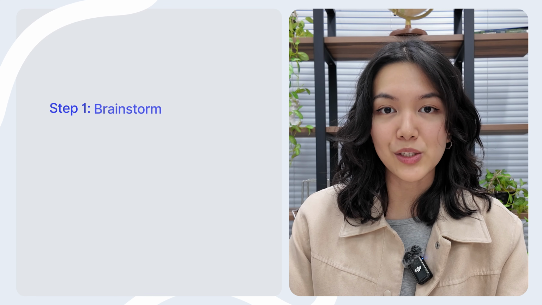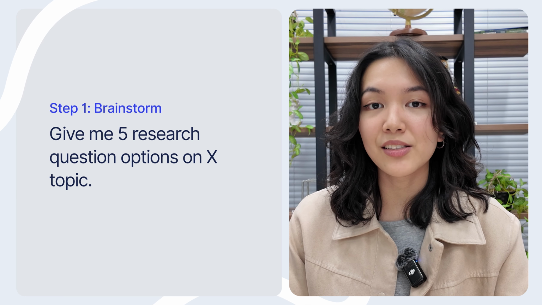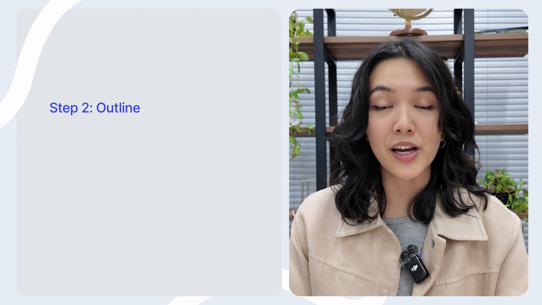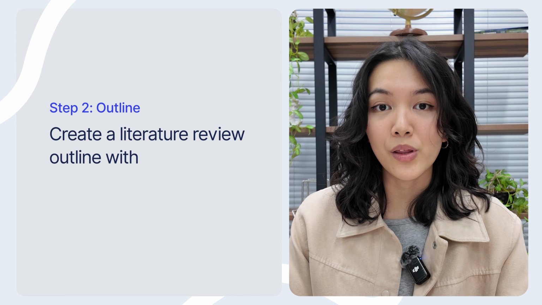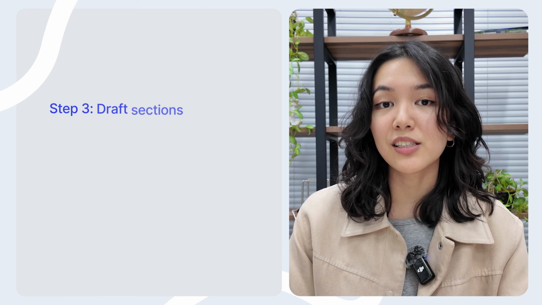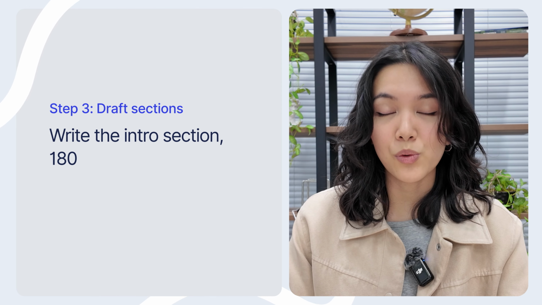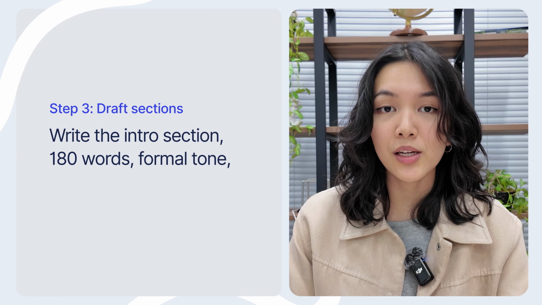Use this process for academic writing. Step 1, brainstorm. For example, give me 5 research questions on X topic. Step 2, outline. Create a literature review outline with introduction, 3 themes, and a conclusion. Step 3, draft sections. A prompt here could be something like, write the intro section, 180 words, formal tone, APA.